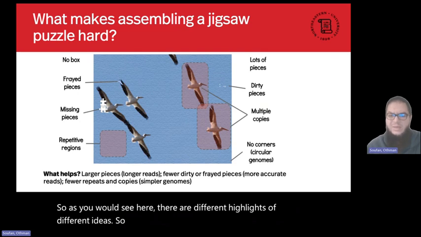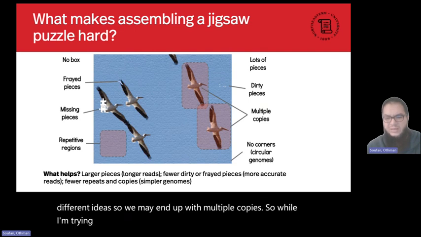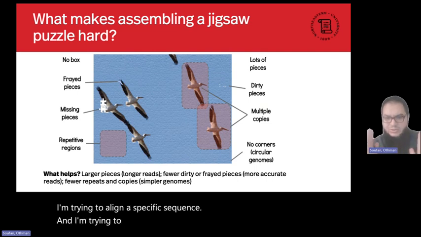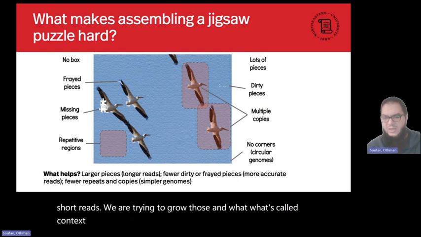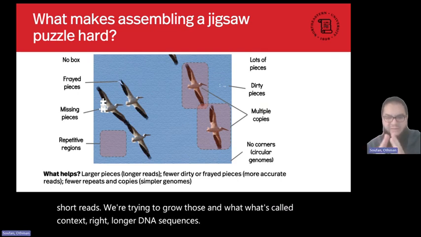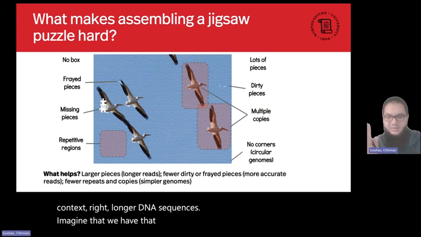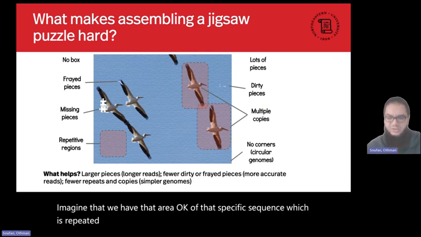So we may end up with multiple copies. While I'm trying to align a specific sequence and trying to reconstruct that region, and again, we have very short reads, we're trying to grow those and put what's called context, right? Longer DNA sequences. Imagine that we have that area of a specific sequence which is repeated across many places of the genome, the DNA.